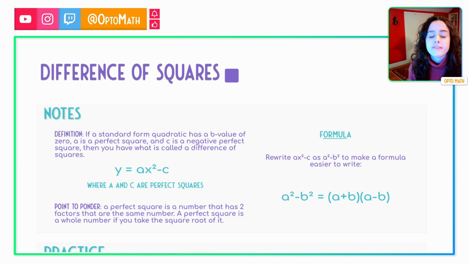Today we're looking at difference of squares. This is a type of factoring when you have a specific situation in your standard form quadratic. So let's take a look at our definition.